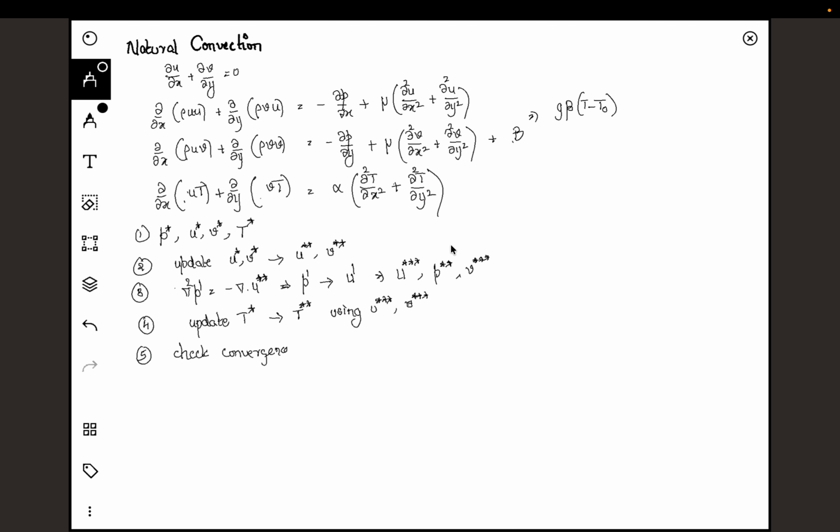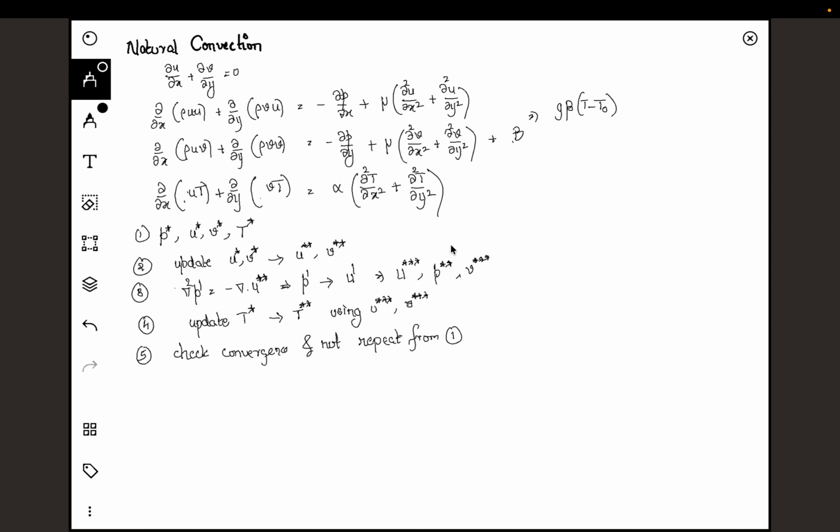And if it does not converge, repeat from step 1. But now instead of P star, U star, V star, you have P double star, U triple star, V triple star, and T double star. And then again the loop repeats. So the only step that is changing here, you wait till you get an updated velocity which is divergence free. Use that updated velocity and solve this linear equation. Update the new value of T.